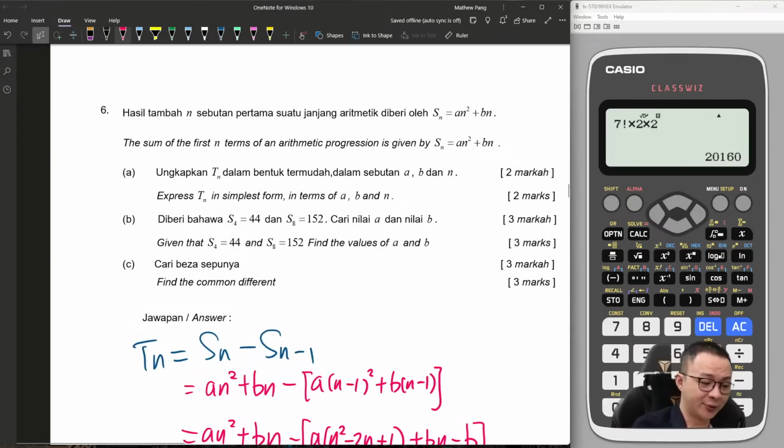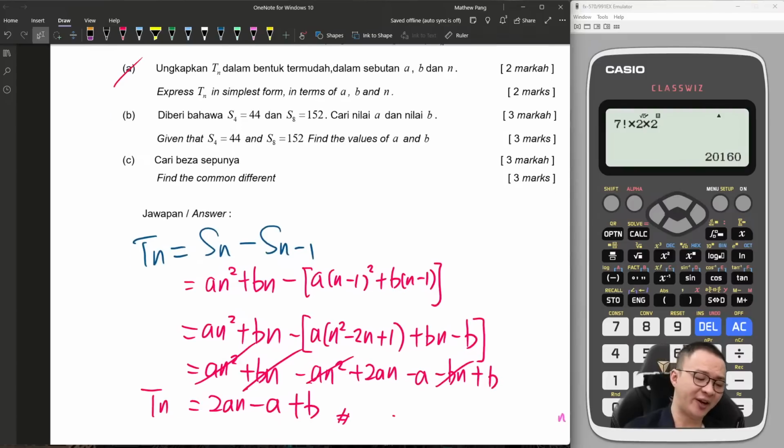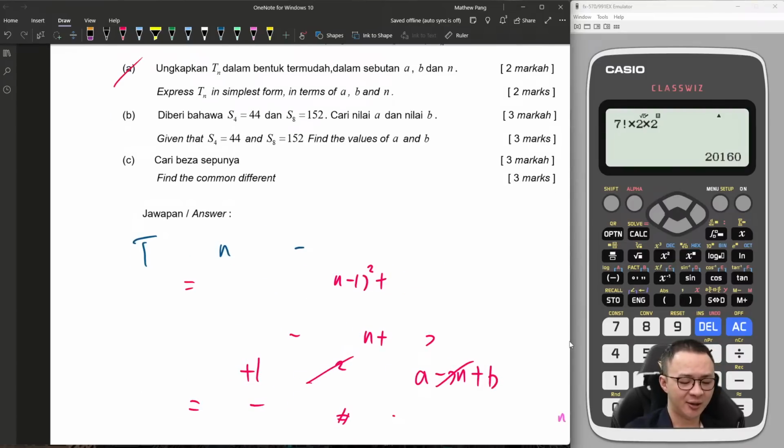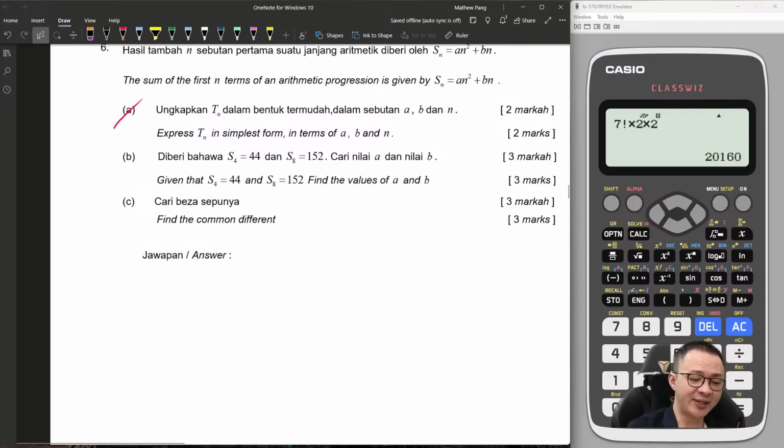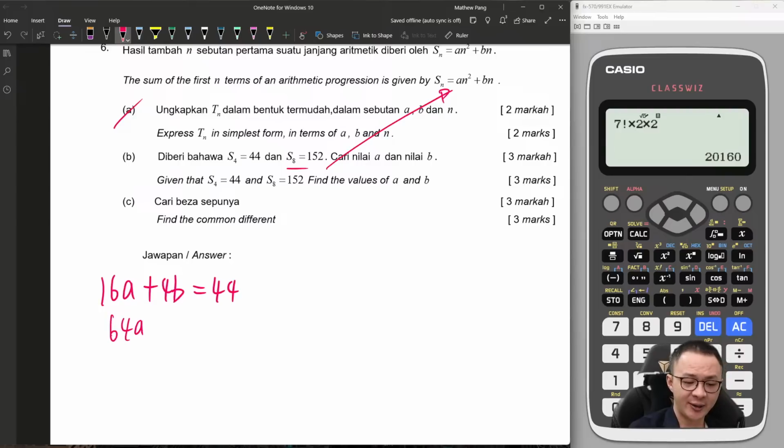Okay, so we are done with the first part. The second part, S4 is 44 and S8 is 152. So basically this is simultaneous equations, nothing very special. So S4, basically sub 4 into the Sn formula. I straight away do it, save myself some time. 16A plus 4B equals 44. Then I sub the 8 back into this equation. So I got 64A plus 8B equals 152.